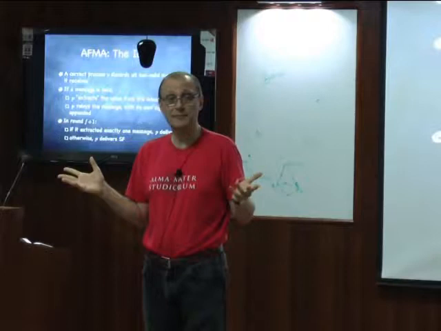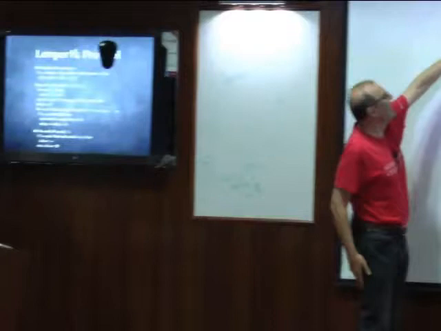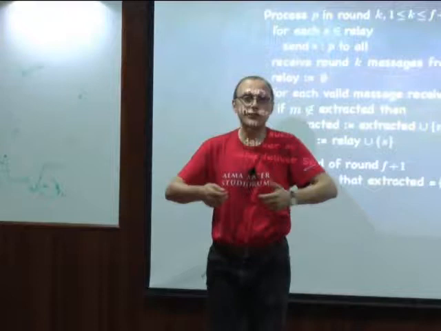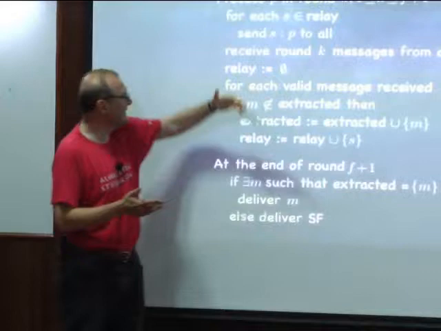That's the protocol, and it's actually a very simple protocol. Here it is. Okay, that's it. The sender starts with two sets: the set of extracted messages and the set of messages that you are going to relay in the next round. Initially, the sender starts with having extracted its own message, and what it is going to relay is the message itself. And then it's going to go on for F plus one rounds.